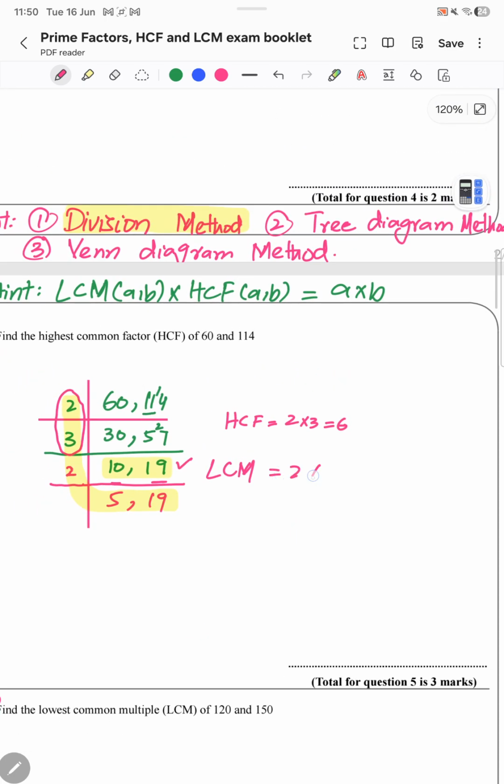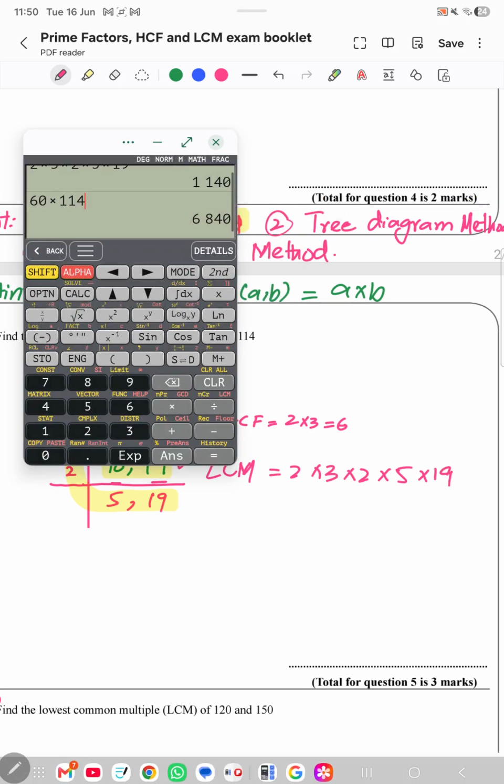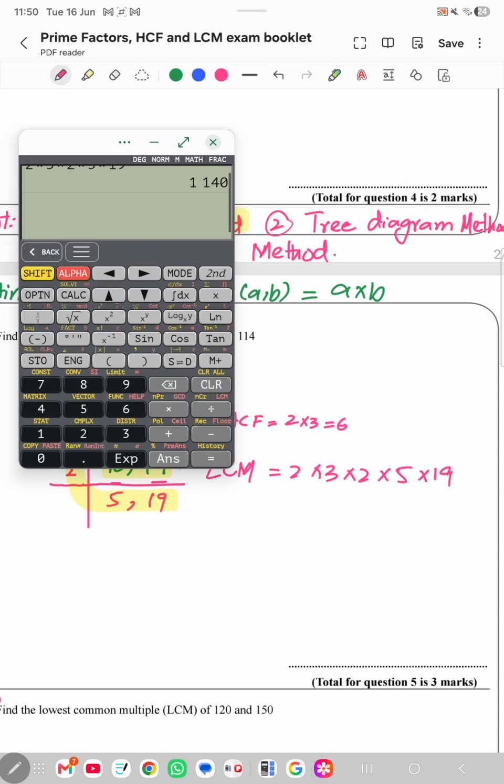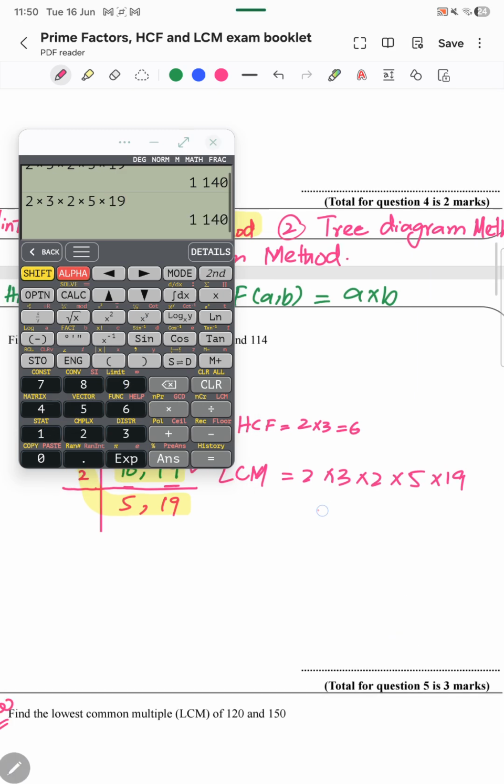So the LCM would be 2 times 3 times 2 times 5 times 19. If you multiply all of them on the calculator, 2 times 3 times 2 times 5 times 19, it is 1140. So this is the answer.